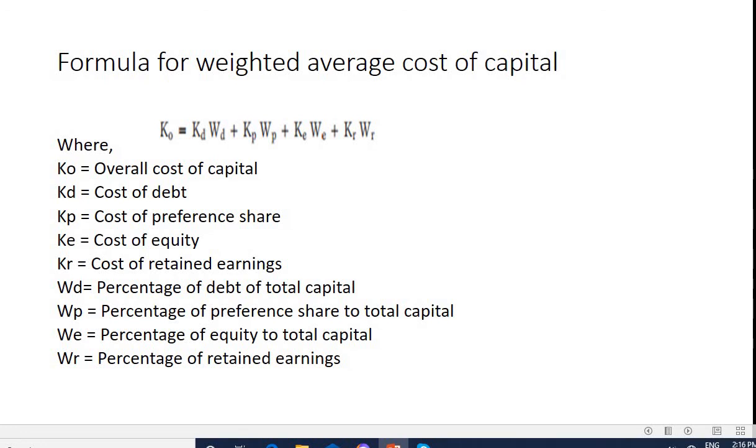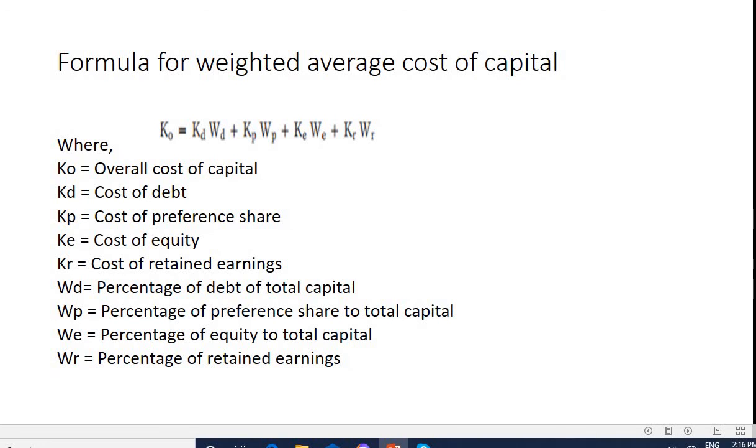Last is KR into WR. KR means retained earnings, the earnings which are available with the company, which can be financed for the investments. That cost we need to consider as more than or equal to the equity cost, and we need to take the percentage of retained earnings in the total capital. So this is the formula for calculating the weighted average cost of capital.